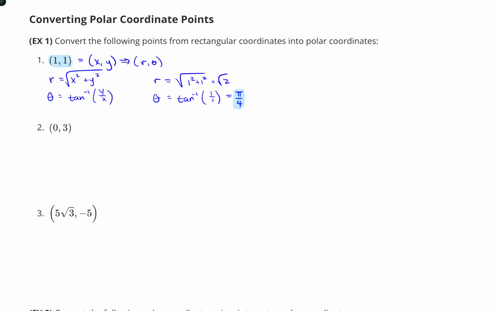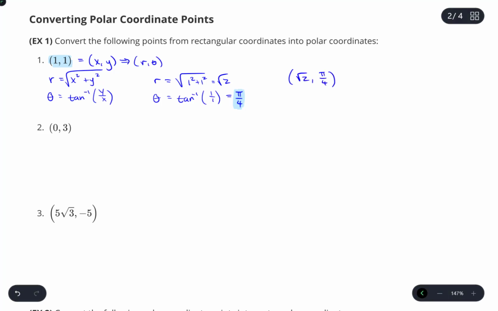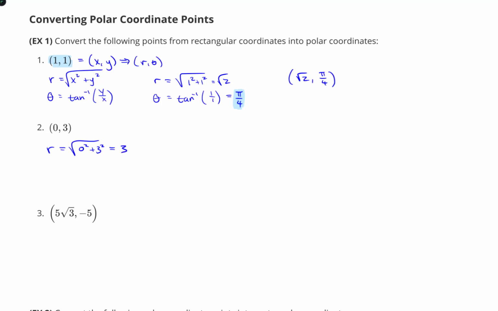So this coordinate pair is just square root of 2 and pi over 4. The next one is 0, 3, and if we apply r equals the square root of 0 squared plus 3 squared, we find that r is just 3, so that doesn't change anything, that's fine.